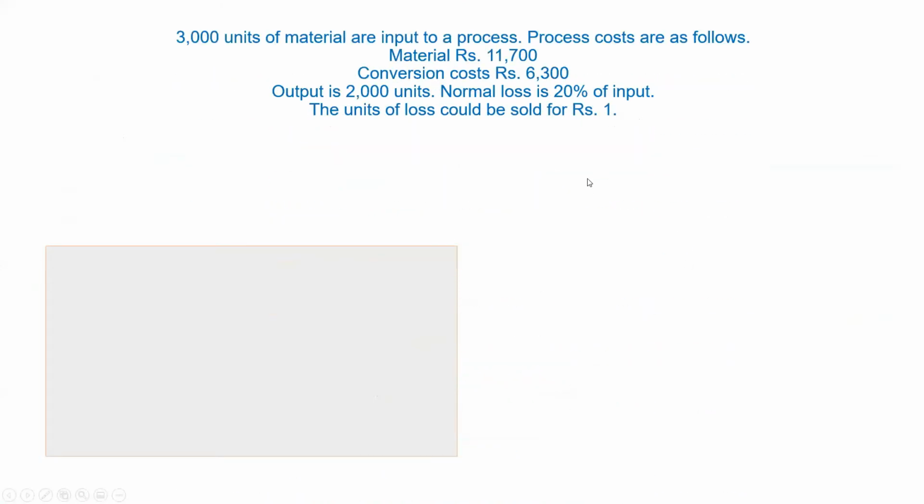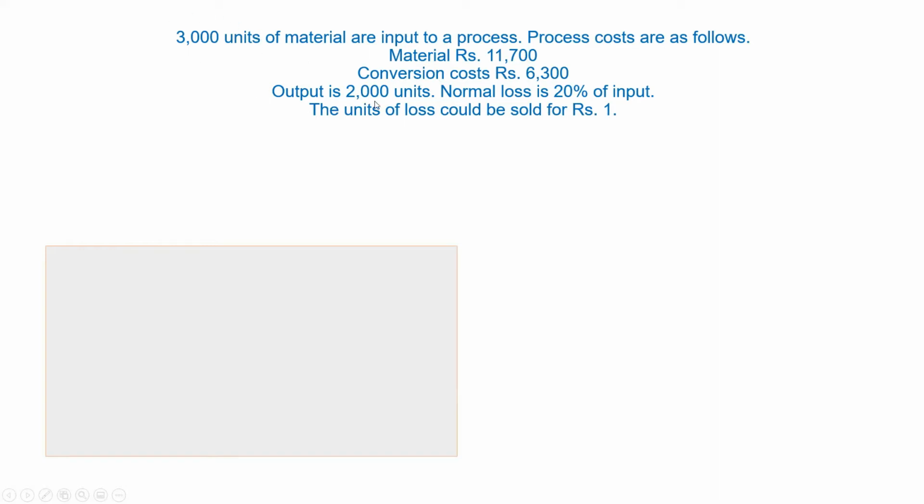Now let's move on to the third question. 3,000 units of material are input to a process. Process costs are as follows: material 11,700 rupees, and the conversion cost is 6,300 rupees. So these are the total cost incurred for these 3,000 units.